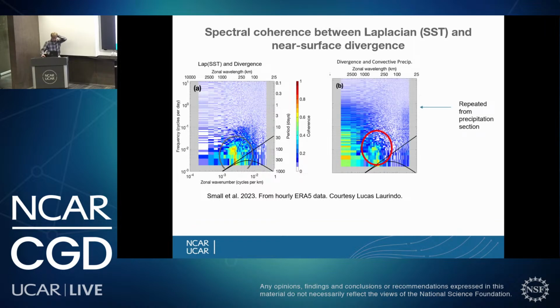And then actually you can do the next step in the link. So you've gone on the left from Laplacian of SST to divergence. Then you can go from divergence to convective precipitation. This is from the previous slide. And you see it's in the same region that you get maxima. So I think this is kind of strong evidence that you are having a response of convective precip to the Laplacian of SST. It's just one of the processes.